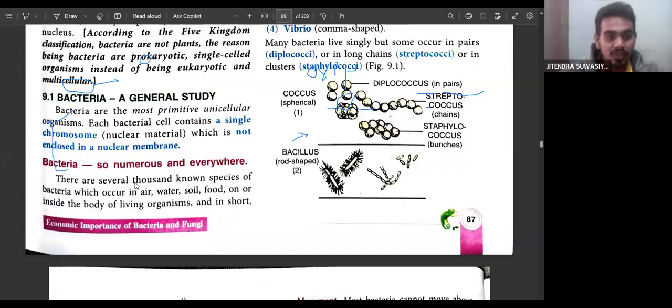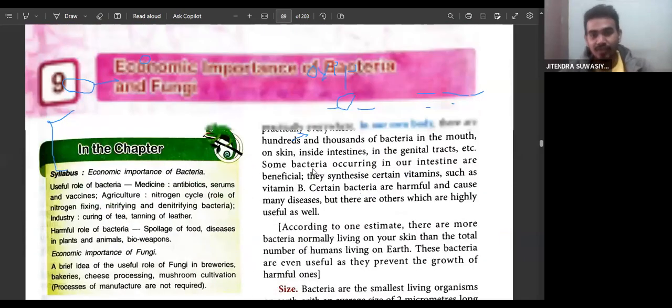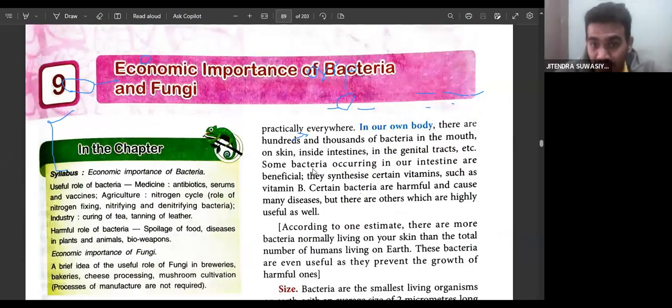Bacteria are so numerous and everywhere. Even if you are sitting in a closed room, we have bacteria everywhere. There are several thousand known species of bacteria which occur in air, water, soil, food, or inside the body of living ones. In our own body there are hundreds and thousands of bacteria in the mouth, on skin, inside intestines, in the genital tracts, etc.